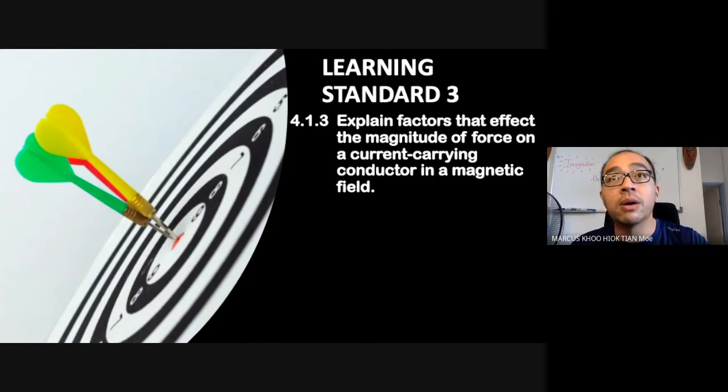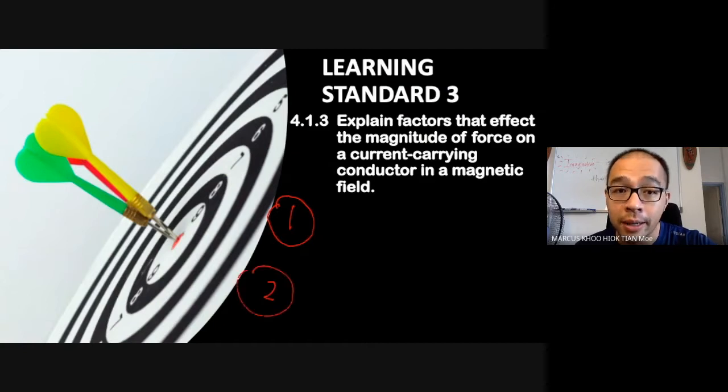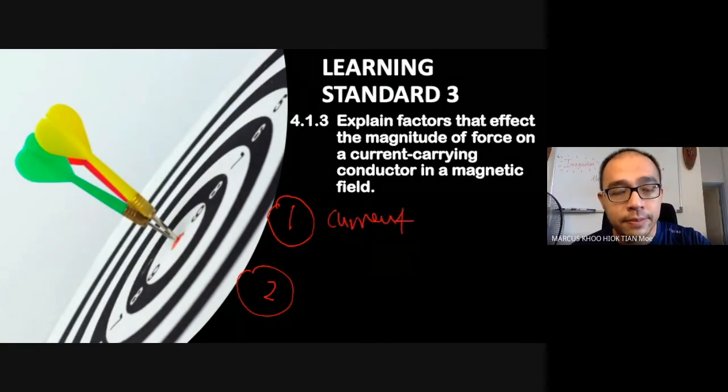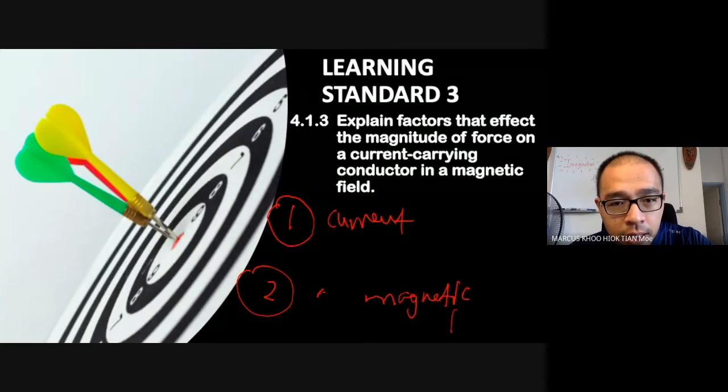When we talk about the current carrying conductor, the force will cause it to either go forward or go backward. And actually, we have already talked about the two factors. What are the two factors? Can anybody tell me the first factor that affects the strength of the movement? Current. One is the current, and the other one is? Magnetic field. Can we put a quantity to this? The strength of the magnetic field. Very good.